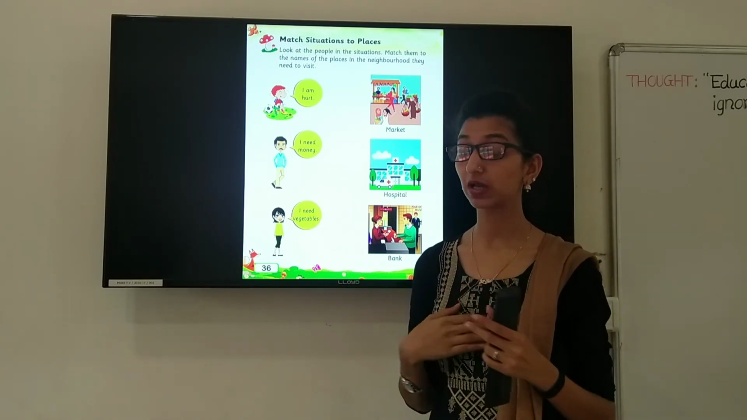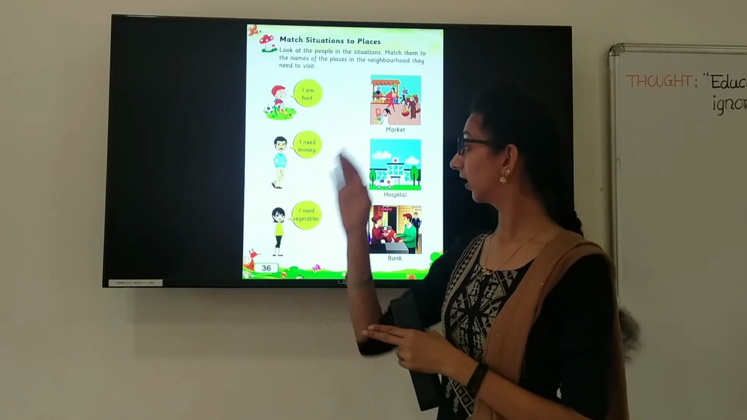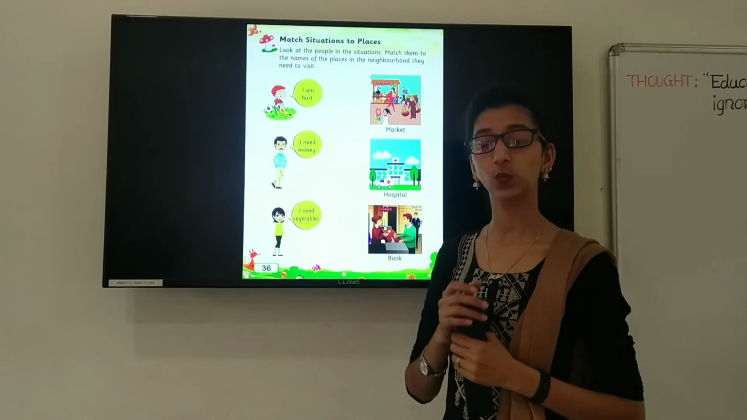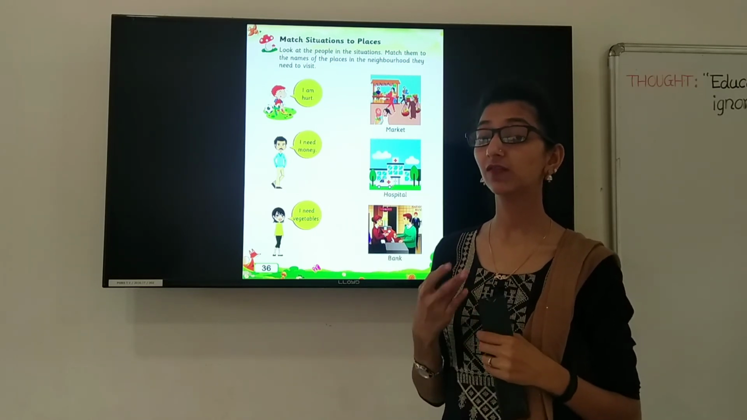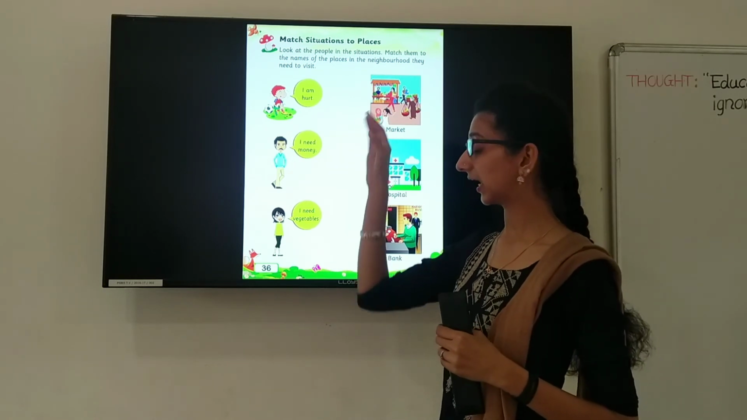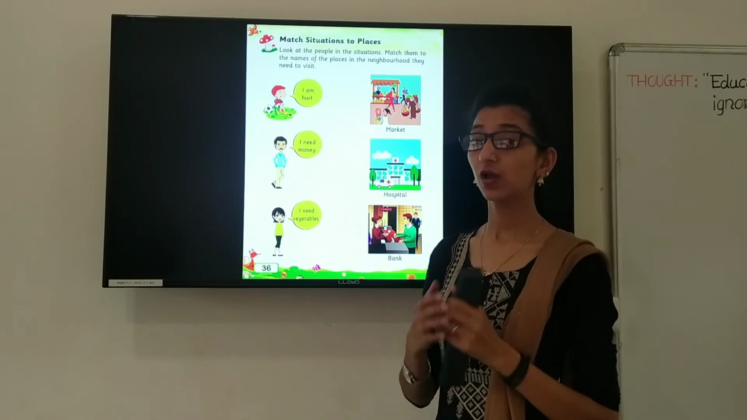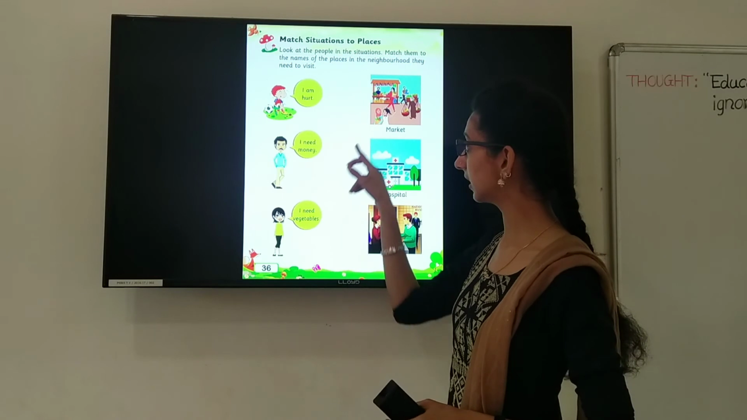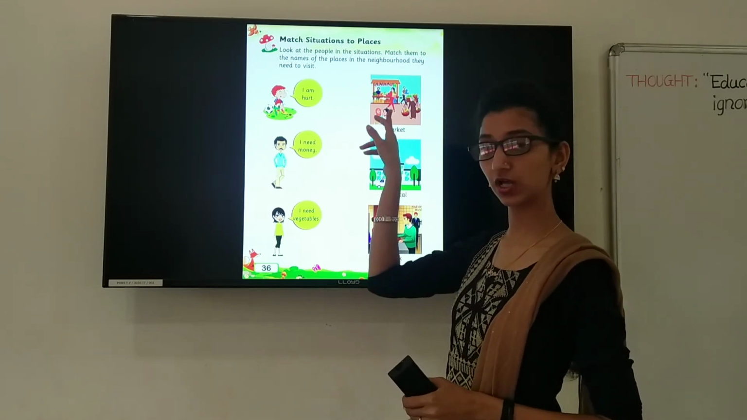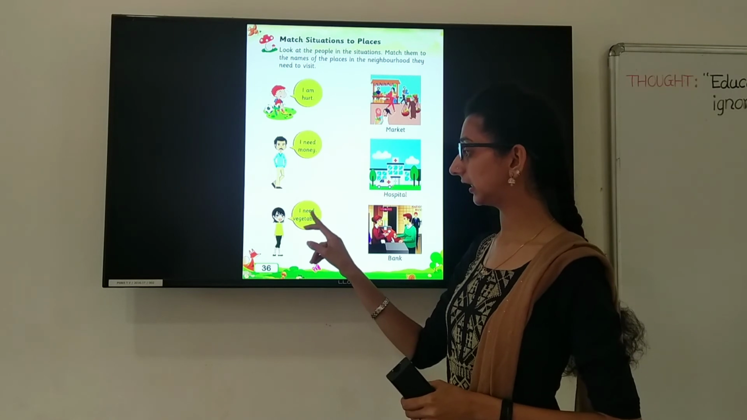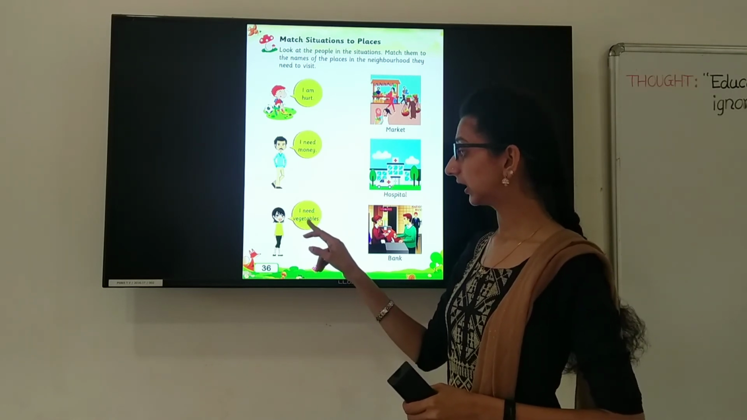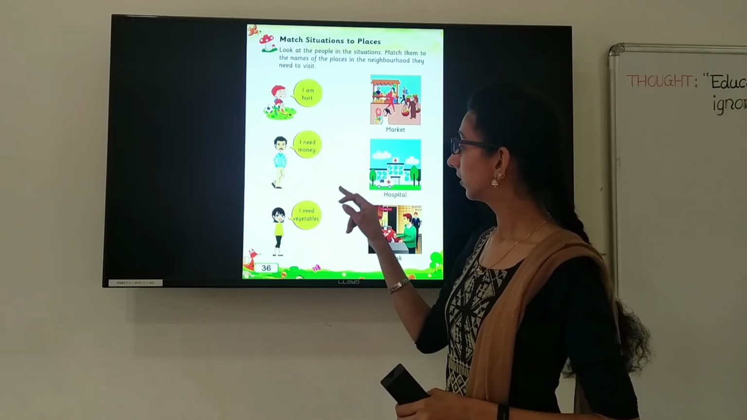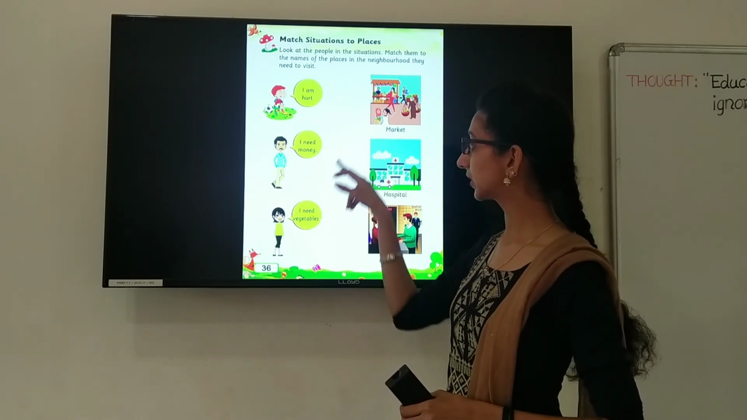Now the last one is: I need vegetables. When we want vegetables or fruit, where do we go? To the police station, bank, or restaurant? No. Then where do we go? Yes, market. When we want vegetables, we go to the market. So you have to join this, I need vegetables, to the market picture, okay? I-N-E-E-D, need, V-E-G-E-T-A-B-L-E-S, vegetables. I need vegetables. You have to join this picture, okay?